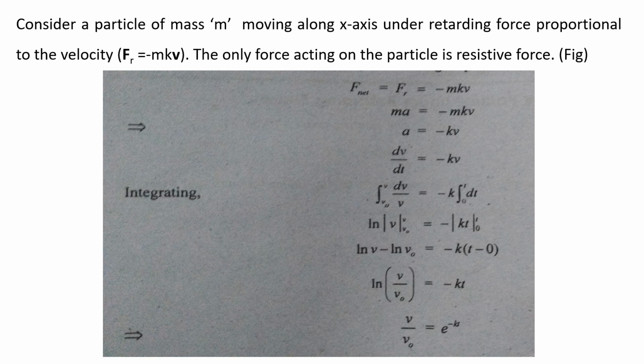We know that the integral of 1 over v dv gives a natural log of v, with limits v naught to v, and minus kt with limits 0 to t. Applying the limits we get log v minus log v naught equals minus k into t minus 0, and we know that the minus sign between the two natural logs can be written in the combined form.